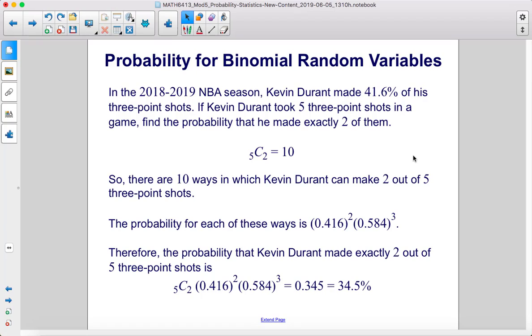The probability for each of these ways is 0.416 squared times 0.584 cubed. Therefore, the probability that Kevin Durant made exactly 2 out of the 5 three-point shots is 10 times 0.416 squared times 0.584 cubed, which is 0.345 or 34.5%.